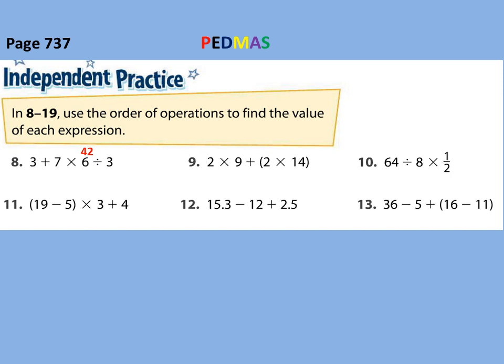Now we have two more operations, addition and division. Of course, division comes first. So divide 42 by 3. What's 42 divided by 3? Take your time. Yes, it's 14. Now, the last operation is addition. So we must add 3 plus 14. What's 3 plus 14? Yes, it's 17. So the final answer is 17. Are you happy with this? Yes? Then go to question 9.